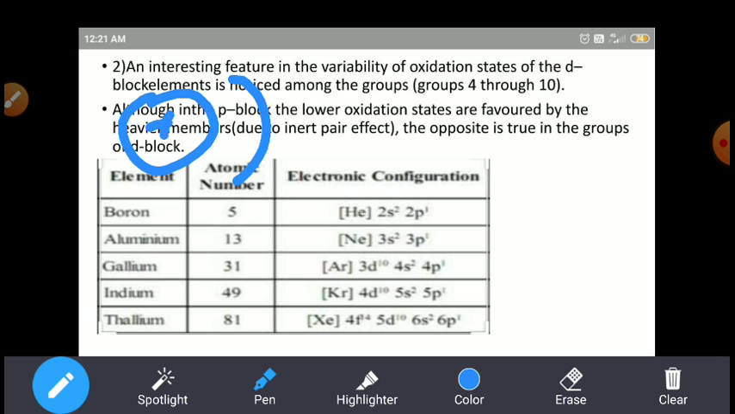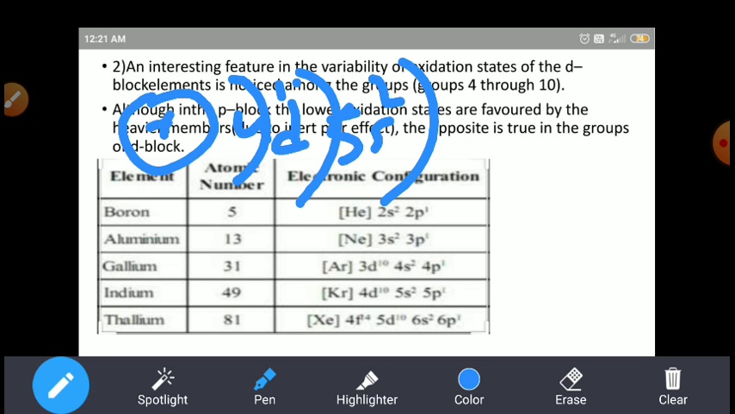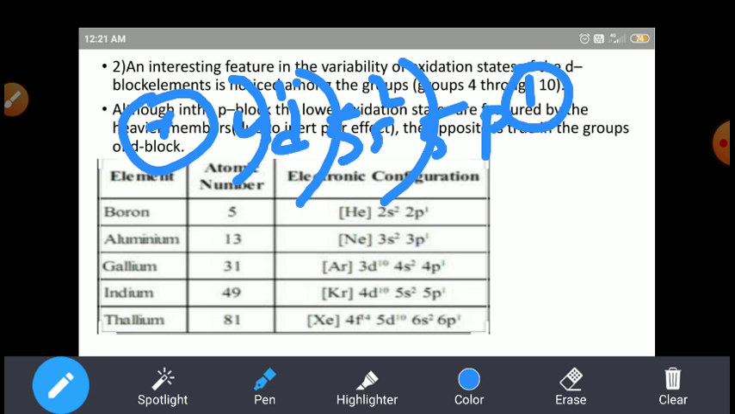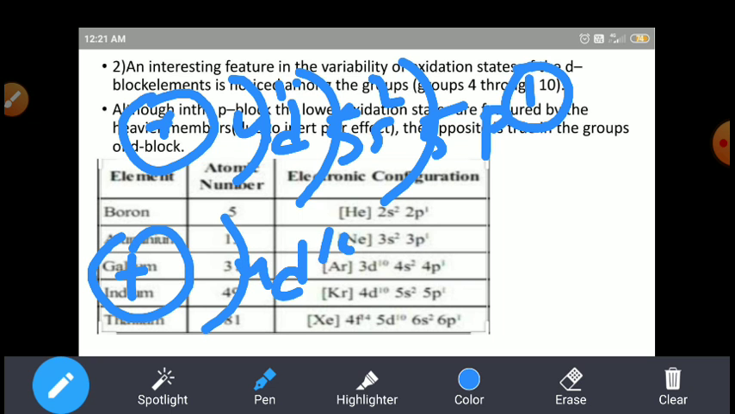for indium the configuration is 4d10 5s2 5p1. So this is the 4d10 and this is the 5s2 and the 5p1. So in this case indium and thallium exhibit only the +1 oxidation state, because after removal of one electron from the p orbital, it becomes 4d10 with the 5s2 electrons remaining, right?